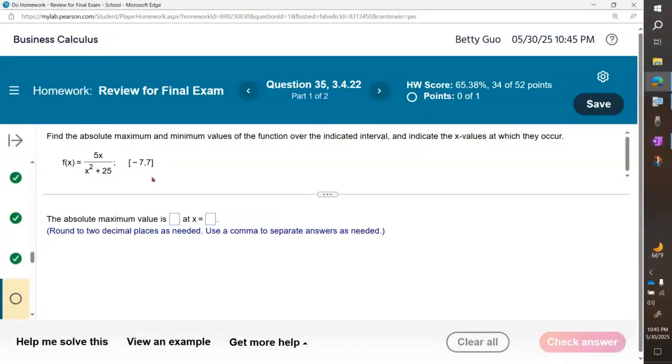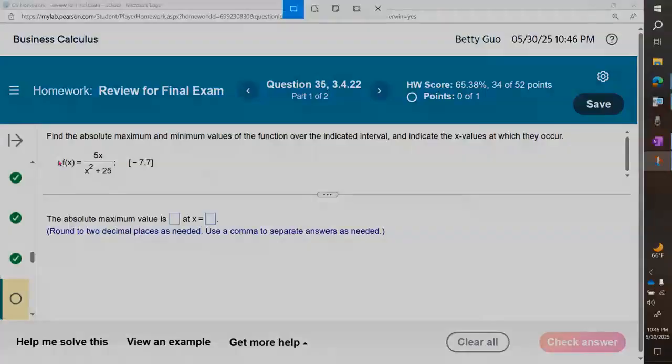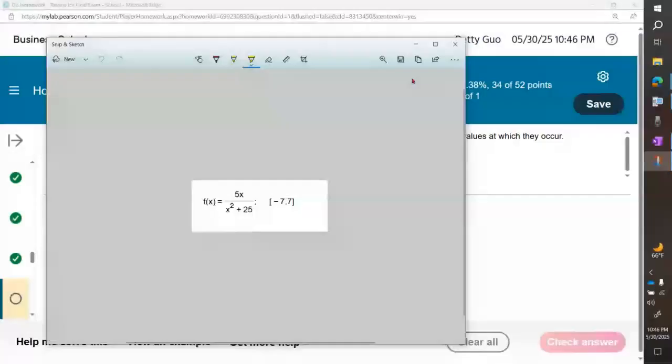Question number 35. Find the absolute maximum and minimum values of the function over the indicated interval and indicate the x values at which they occur. Absolute, okay. Let's see, how do we do that?